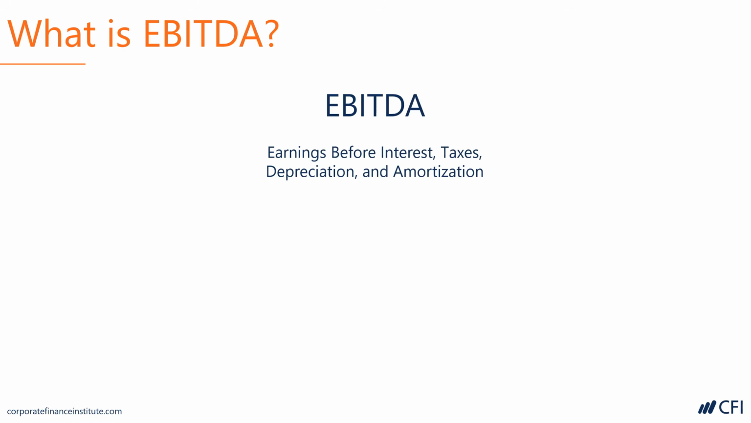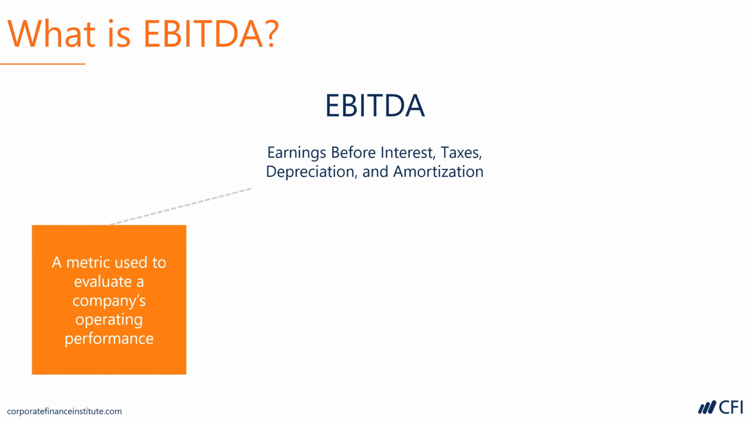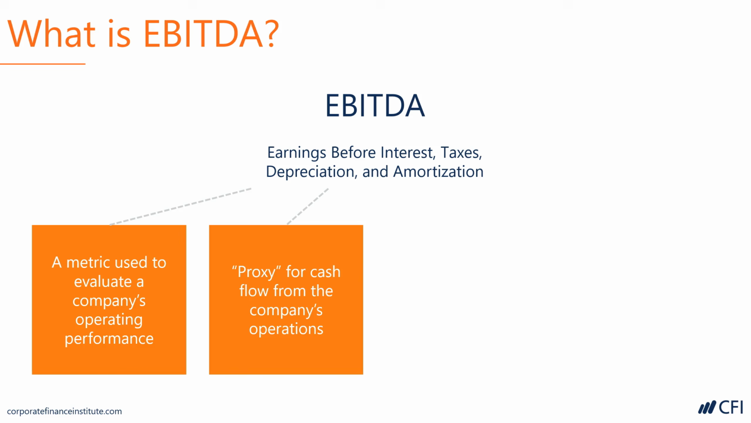EBITDA stands for earnings before interest, taxes, depreciation, and amortization. It matters because it's a metric that's commonly used to measure a company's operating performance on a normalized basis. It can be considered a proxy for cash flow from a company, although it is often not a very good proxy at all, which we'll discuss more later.